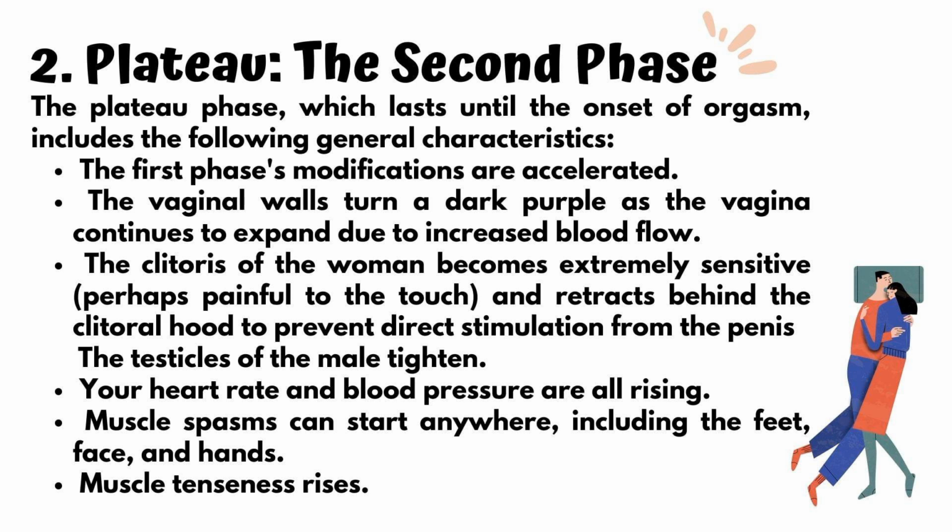So the second phase of the sexual response is the plateau. The plateau phase, which lasts until the onset of orgasm, includes the following general characteristics. In the plateau phase, a woman or a man can feel the changes accelerate, and the vaginal walls turn a dark purple as the vagina continues to expand due to the increase of blood flow. And the clitoris of the woman becomes extremely sensitive.